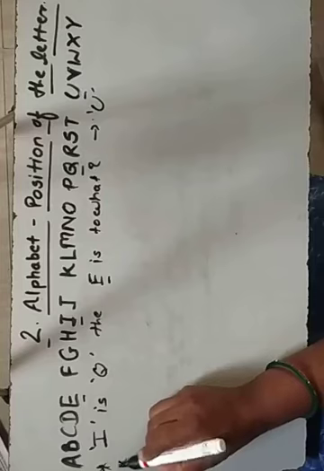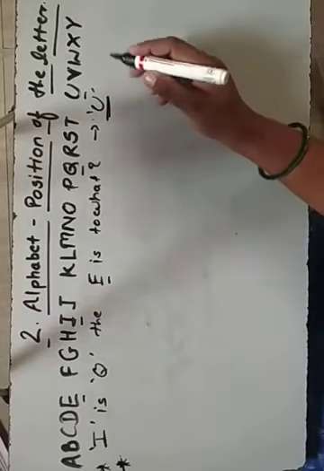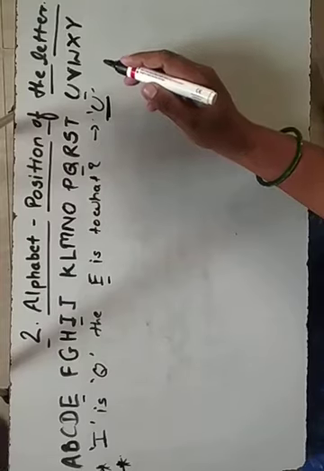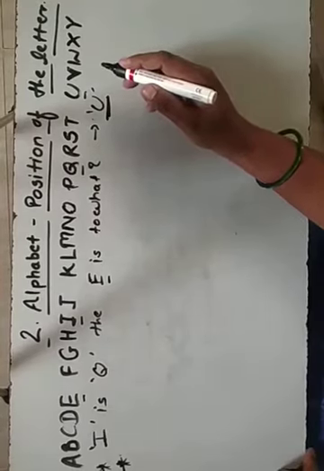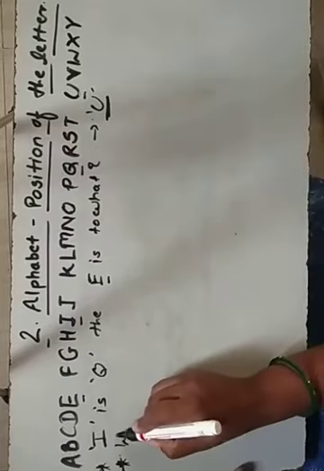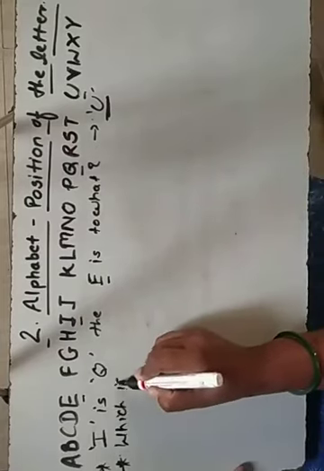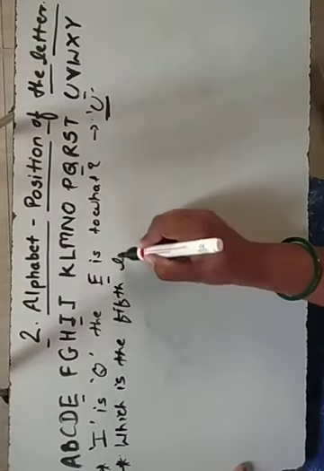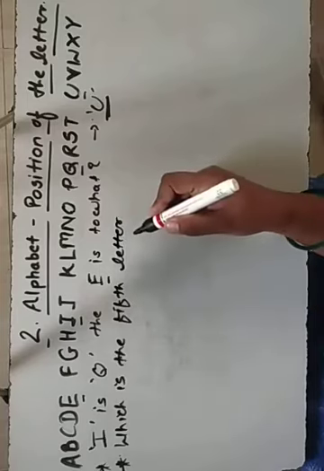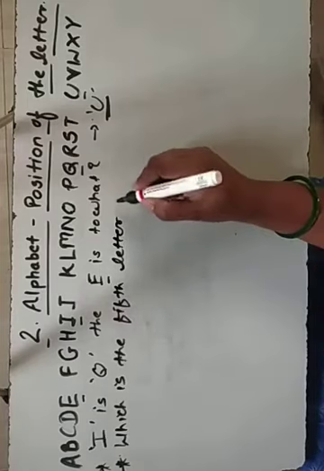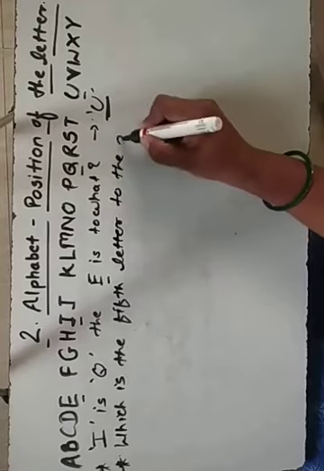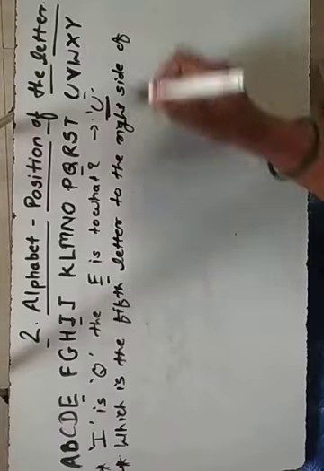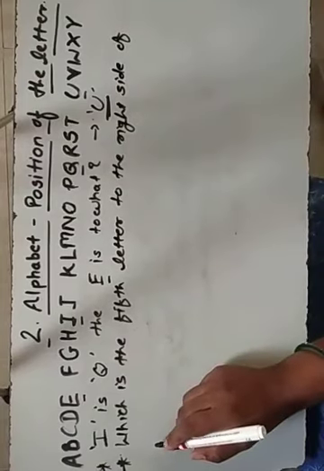Now questions will come in this way also. I am writing the answers here. You have to circle them, you know it. Now I am only referring to the questions for your better understanding. Next question: which is the 5th letter to the right side of letter P?